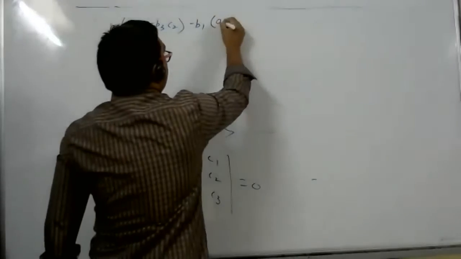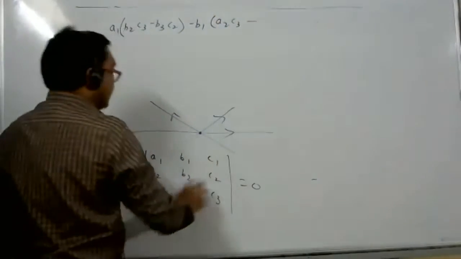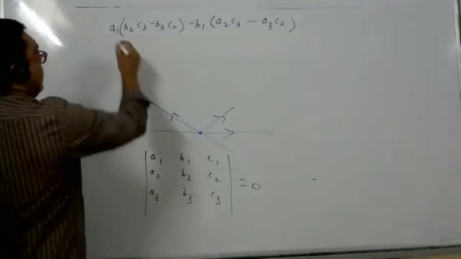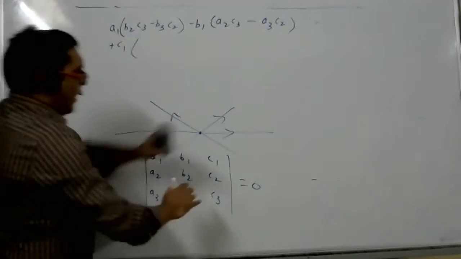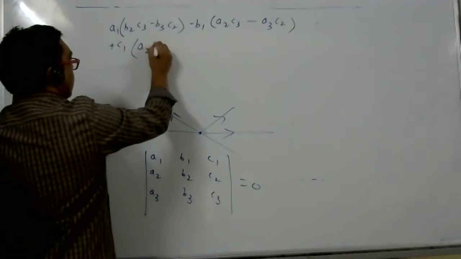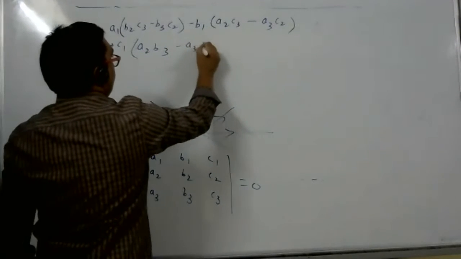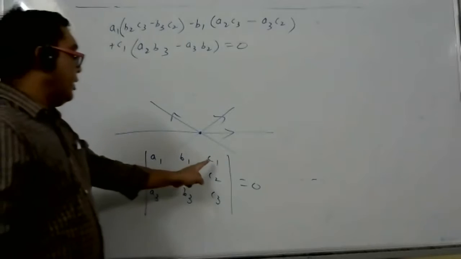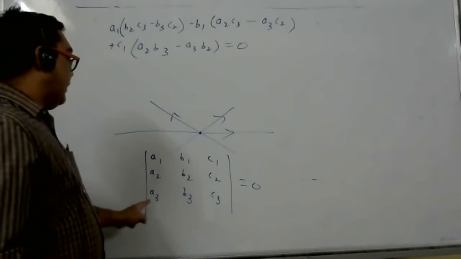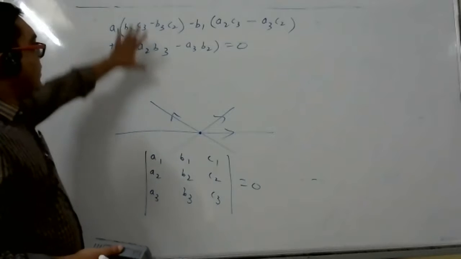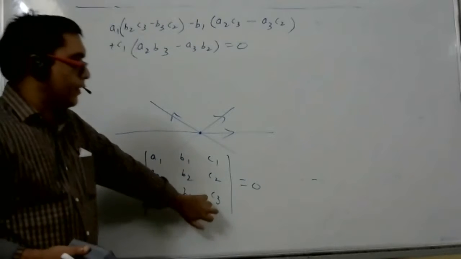A2C3 minus A3C2. Then the next one, C1. Hide this also, what will you get? A2B3 minus A3B2 is equal to 0. This is the answer: C1 times A2B3 minus A3B2. So you can learn the condition of concurrency this way or the other way. This is the easiest way.